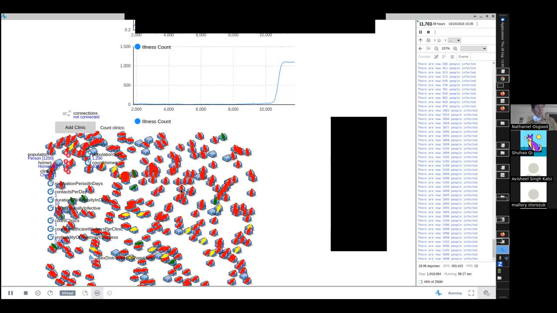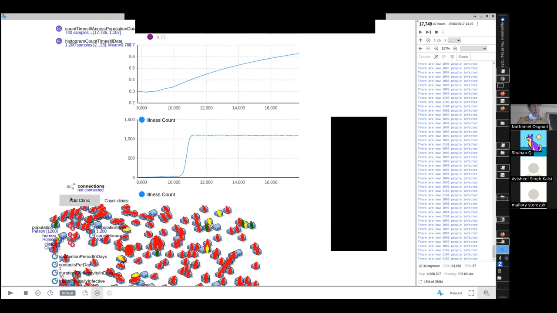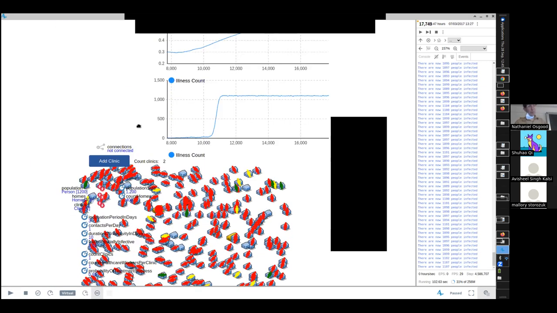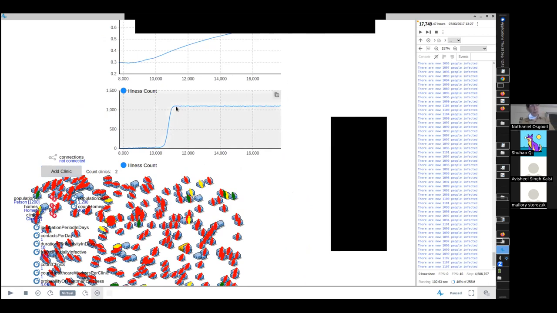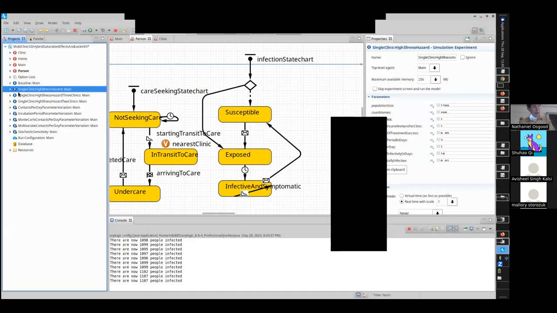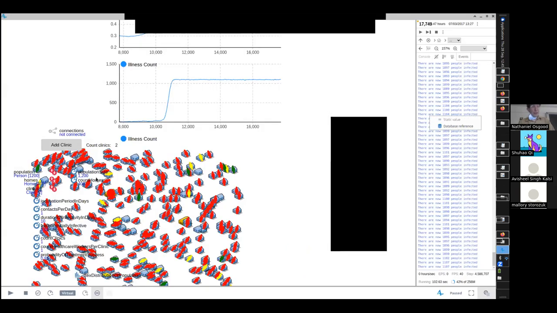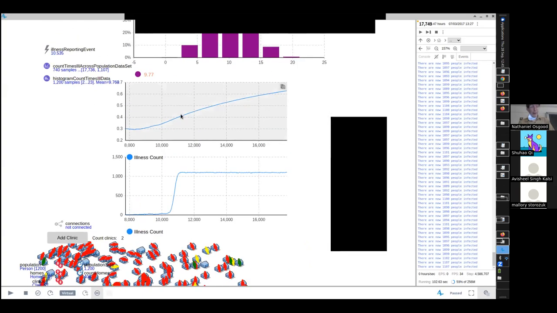But suddenly something happens. What happened there? Can anyone say? So judging by that, what has happened? So remind, this is the number of people in the population that are infected. I'll tell you that the number of people in the population is 1,200, the total number. And this is the utilization of the clinic averaged over time. And you could see it going up and up. So what do you think happened? Anyone want to say what happened?